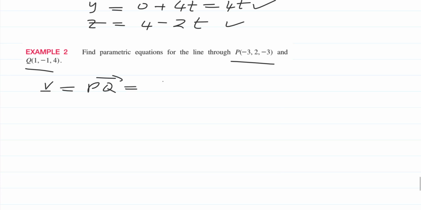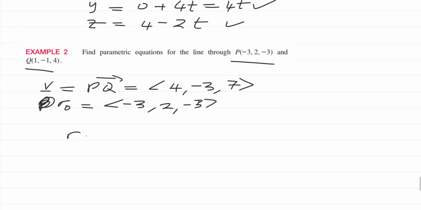So remember, now we're just subtracting. We subtract the p's from the q's, because I'm going from P to Q. So it will be now 1 minus negative 3, so 1 plus 3, that will give us 4, then minus 1 minus 2, that will give us minus 3, then 4 minus negative 3, so that will give us 7. So that's our vector v, and then we can pick P to be one of our points, which means r naught will just be given by minus 3, 2, minus 3.